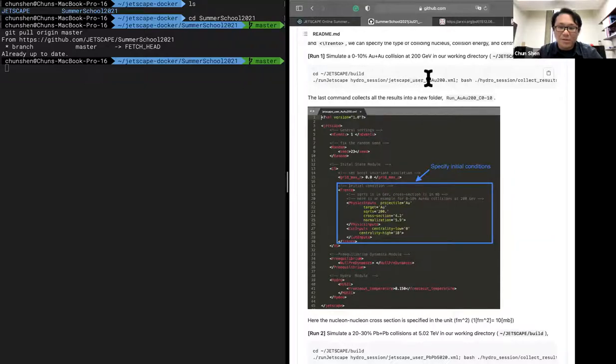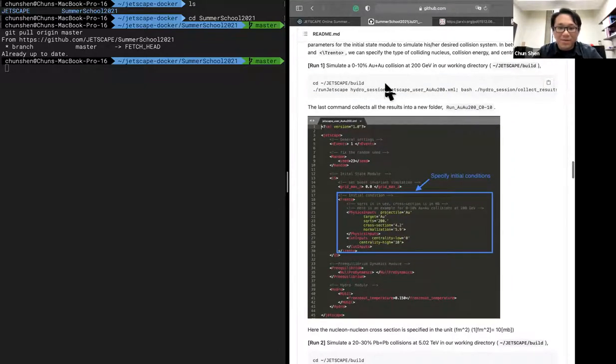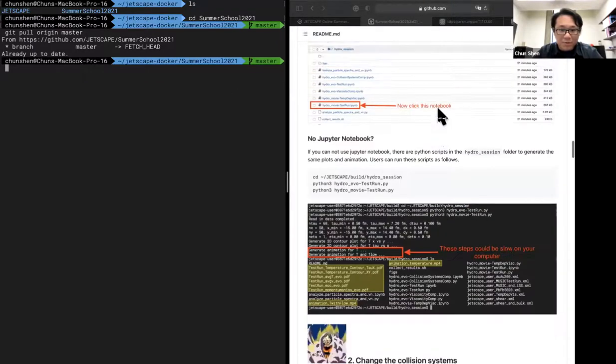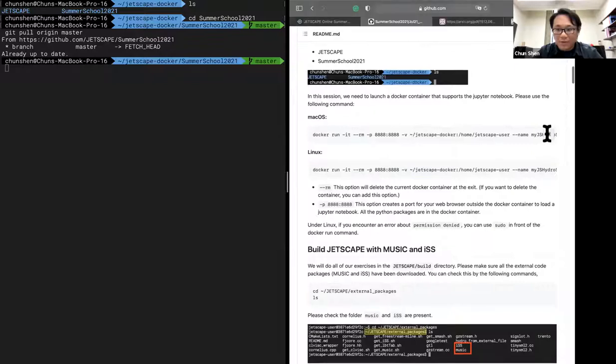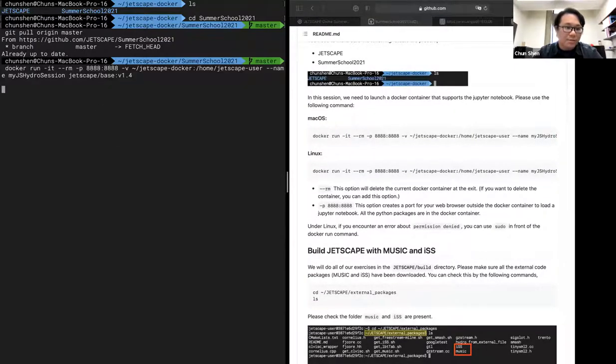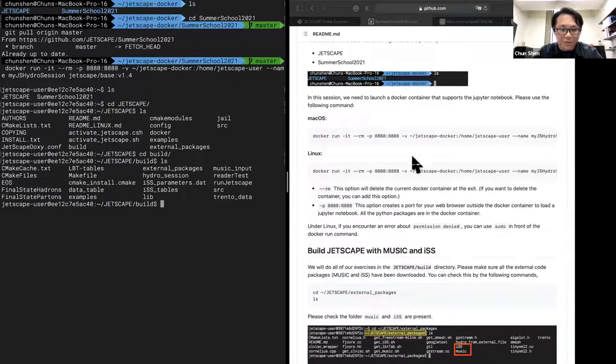Carrying out the simulation is pretty straightforward. You can just copy and paste the commands in these notes into your terminal and start running. Before that, we need to go into a Docker container so that we can run the simulations. Let me first create a Docker container. As you can see in my terminal, the prompt changed from my username to the JETSCAPE user, which indicates that I'm now inside a Docker container. I go to JETSCAPE, and then to the build folder, where I will start to run my simulations.